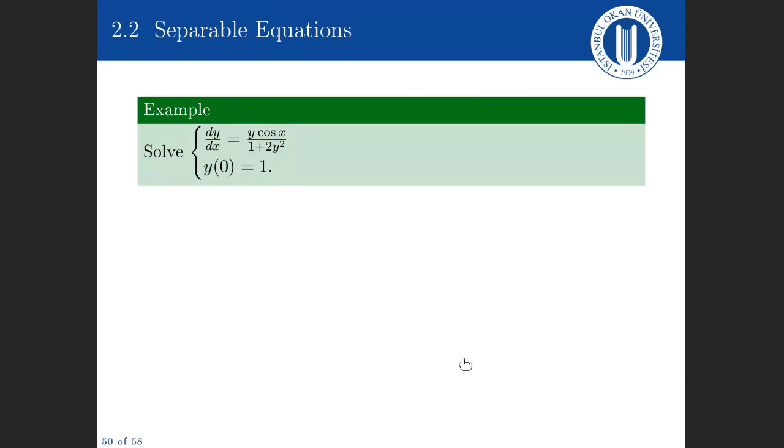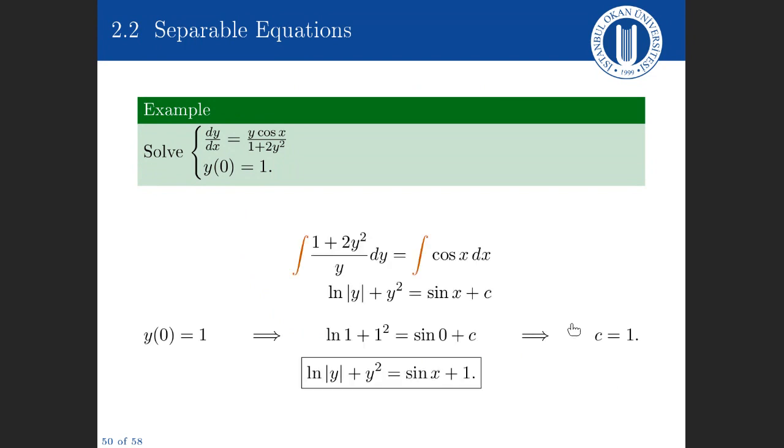Another example, solve dy/dx is equal to y cos x divided by (1 plus 2y squared) with the initial condition y of 0 is equal to 1. I'll show you the whole calculation. This is not a perfect answer. If you wrote your exam question like this without all the details, you wouldn't get full marks, but for this example, I think this is enough.